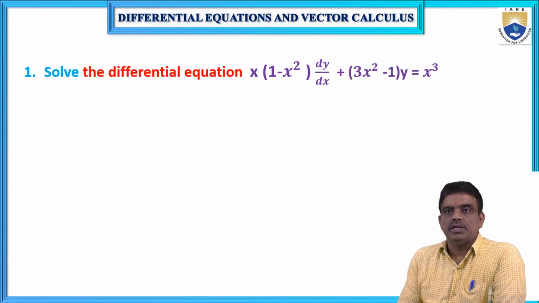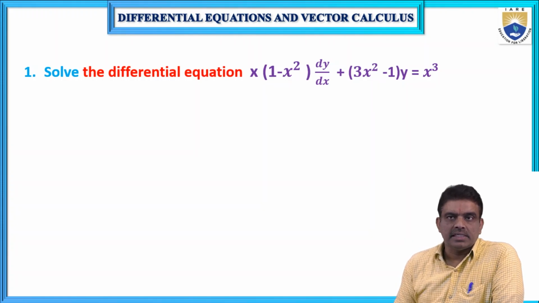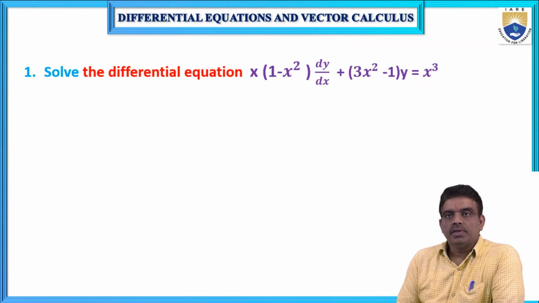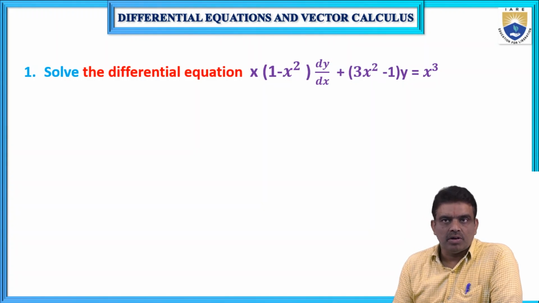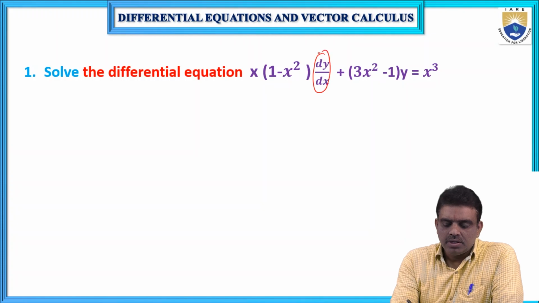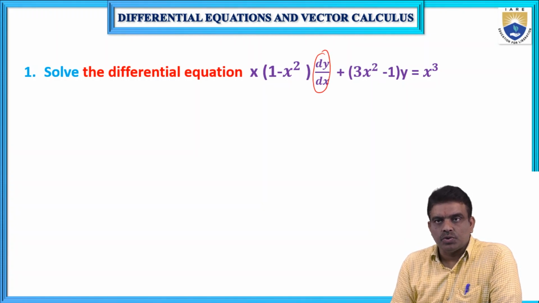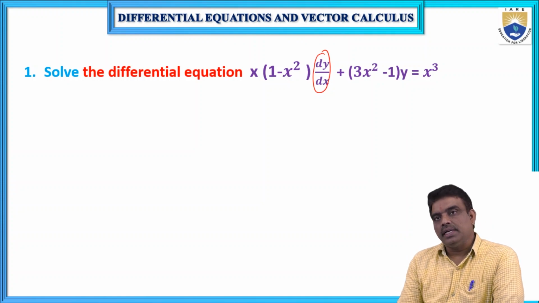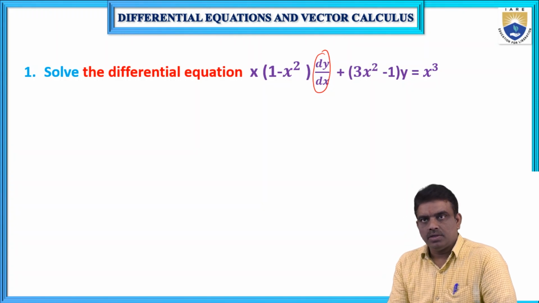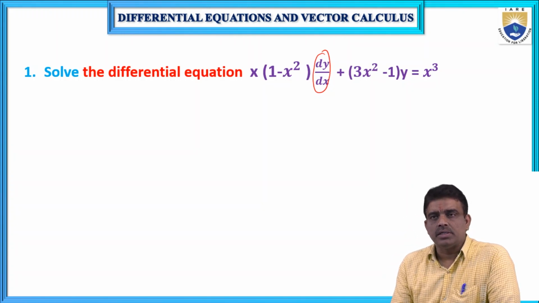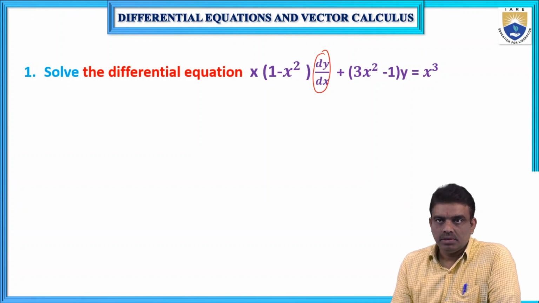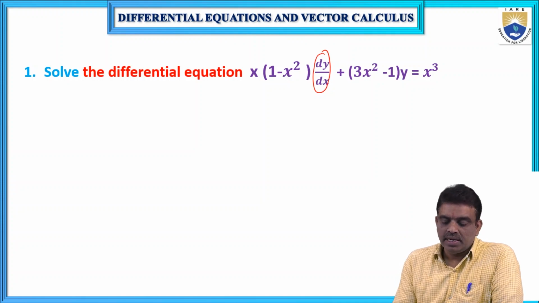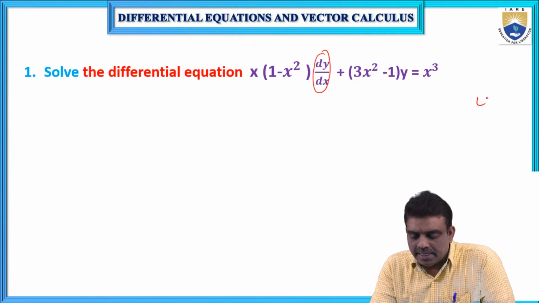Solve the differential equation x(1 - x^2) dy/dx + (3x^2 - 1)y = x^3. So this is clearly a first order and first degree differential equation because it is containing dy/dx only, that is first order and first degree derivative. To solve this equation we can use any method which are available in the solution set: variable separable, homogeneous, non-homogeneous, exact equations, Bernoulli, linear equation. Here clearly it comes under linear differential equation.